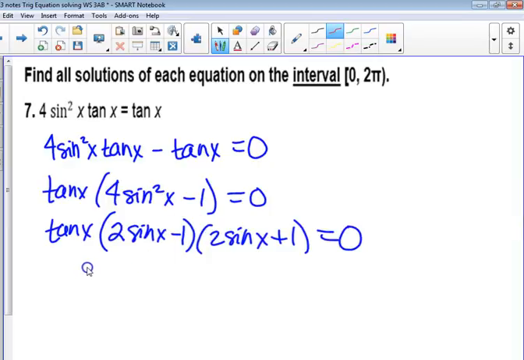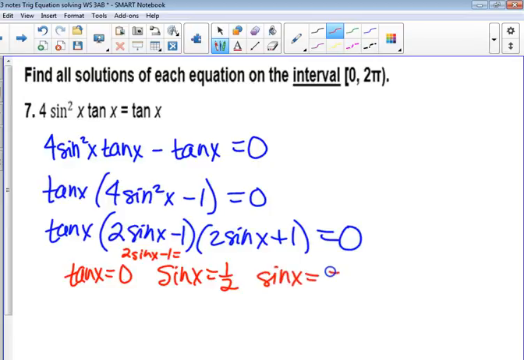Okay, are we having fun yet? The tangent can equal 0, the sine can equal 1/2. Is everybody okay if I don't write that all out? 2 sine x minus 1 equals 0. Add 1, divide by 2. And then the sine can also equal negative 1/2. Okay.